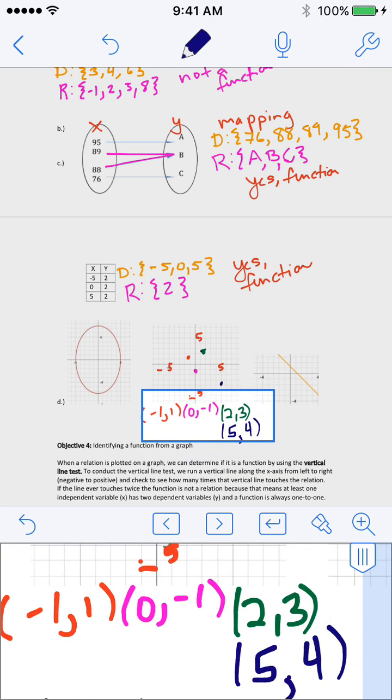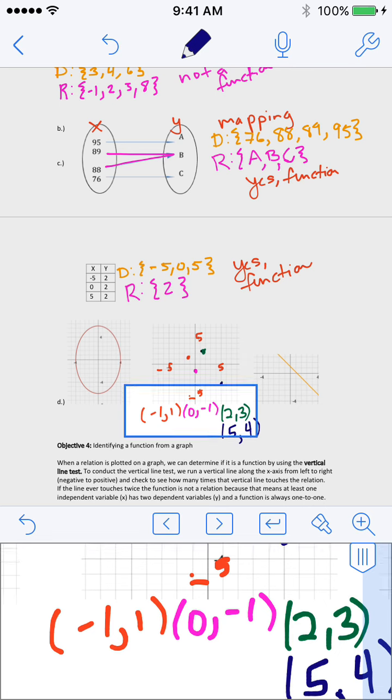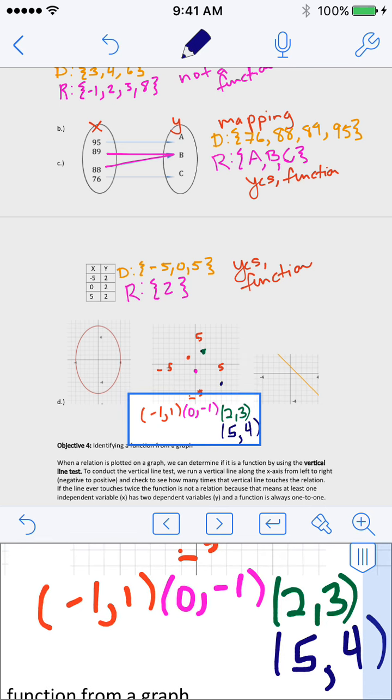And let's see if we can do this in our head. What would our domain be? Our domain would be -1, 0, 2, and 5. Pretty straightforward. Our range, 1, -1, 3, and -4, all of the x values and all of the y values. And just from looking at these points, what do you think? Function or not a function?